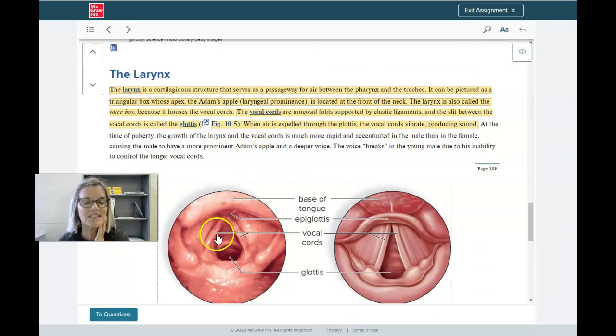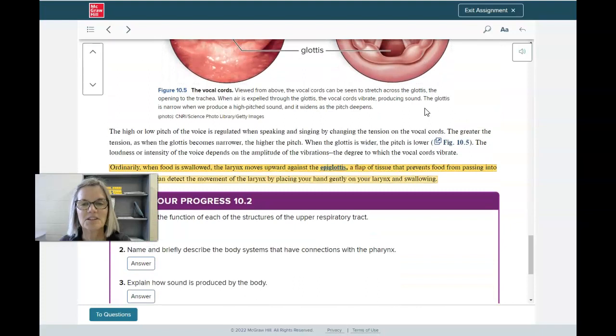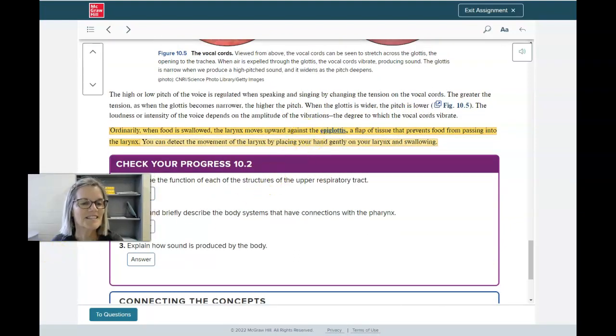The larynx contains the vocal cords, and this is an actual picture of someone's throat versus a diagram. But yeah, the vocal cords are, when they're contracted, which we do when we're making sound, the air will move past them and vibrate them and make sounds. So the larynx is the voice box and the pharynx is the throat. I don't know why they made them sound so similar. Here it talks a little bit about the epiglottis, which I already did. So I'm going to stop right there.